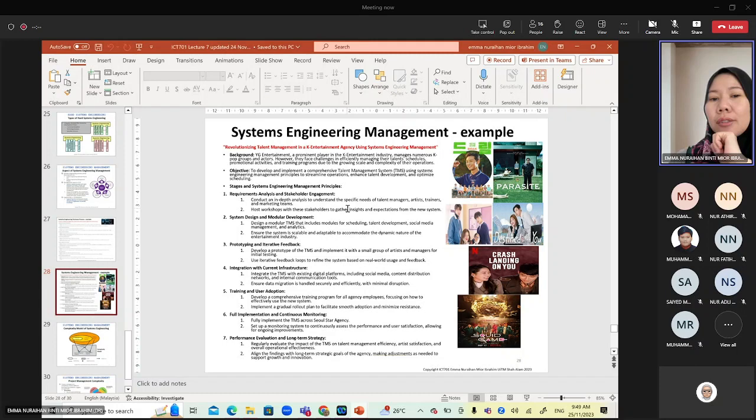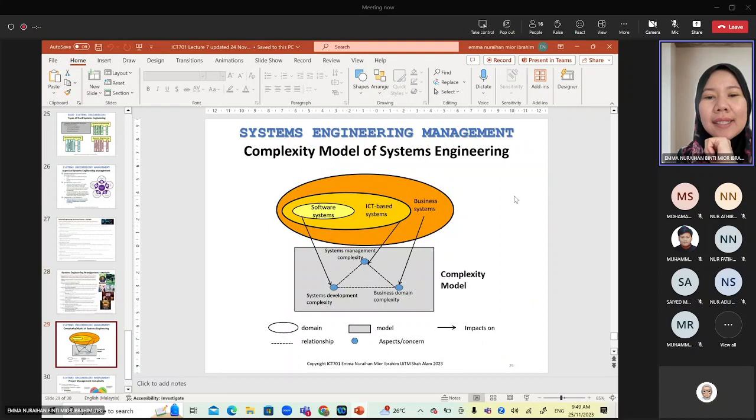Alright, so the complexity model of system engineering. At the end of the day, look here, the big picture is the business system. Inside it there is ICT, inside that there is the software system, and many other things. So you actually want to engineer the entire business model. That is the process.